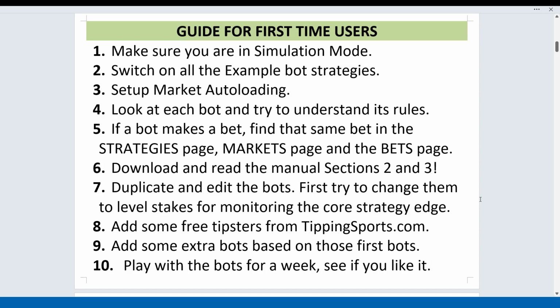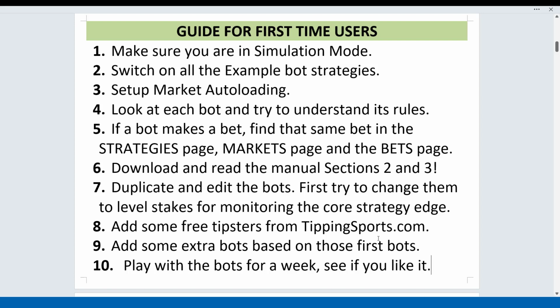So we're up to 7 there. We've duplicated and edited the bots, put them on level stakes, and started adding our own ideas in, and just let them run. And something else you can do, and what if you can't find your own selection method? Because it's very difficult, actually. It is. Another way to do it is just get someone else's selection method.